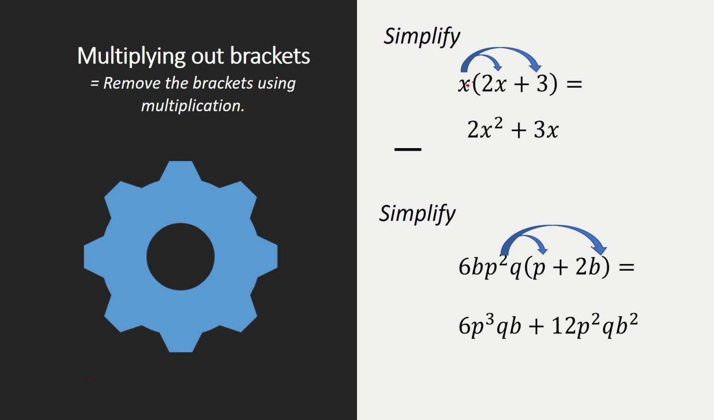So your final answer is going to be 6p to the power of 3 qb plus 12p squared qb squared. And if you really want to do it properly, you need to put this into alphabetical order. But if you leave it like this, it's fine as well.